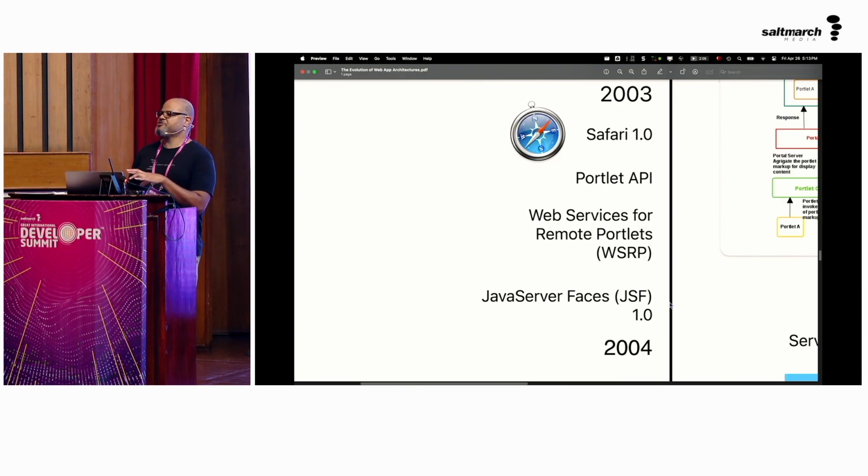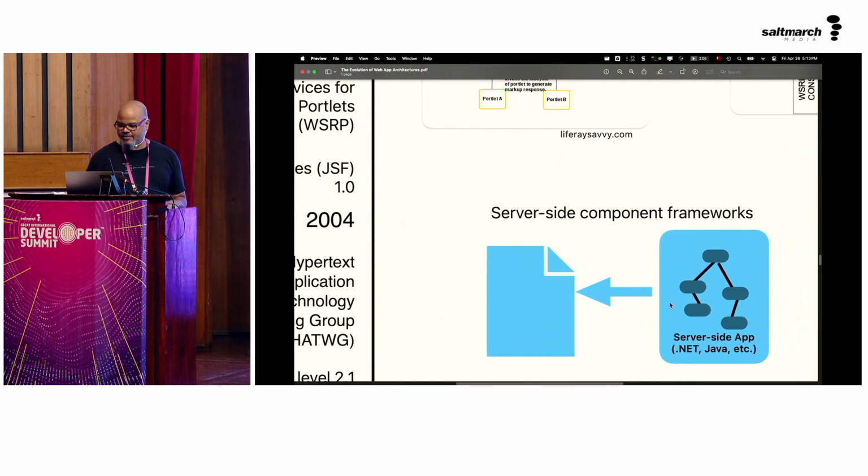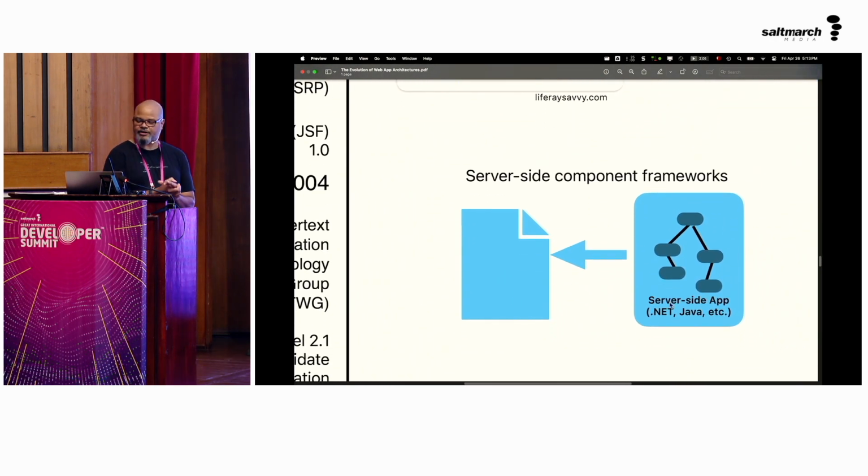Java Server Faces 1.0 was Sun and Java's answer to ASP.NET Web Forms. That's what it was called. And the way they worked is they were what we call server-side component frameworks. I said ASP.NET Web Forms was sort of the first major UI component server framework, right? And Java Server Faces was sort of the second major one, and there were some other open source ones as well, like Tapestry.